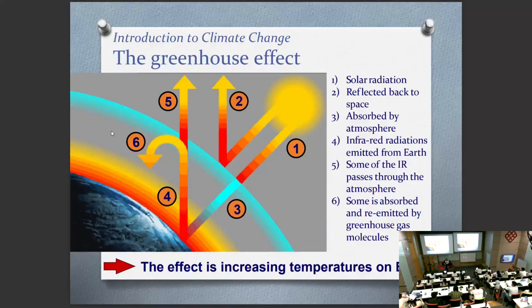We have two kinds of greenhouse effect. One is the natural greenhouse effect, pre-industrial revolution. And the other one is the anthropogenic, meaning human-made, by humans. So the anthropogenic greenhouse effect. And it is this anthropogenic greenhouse effect that is causing global warming.